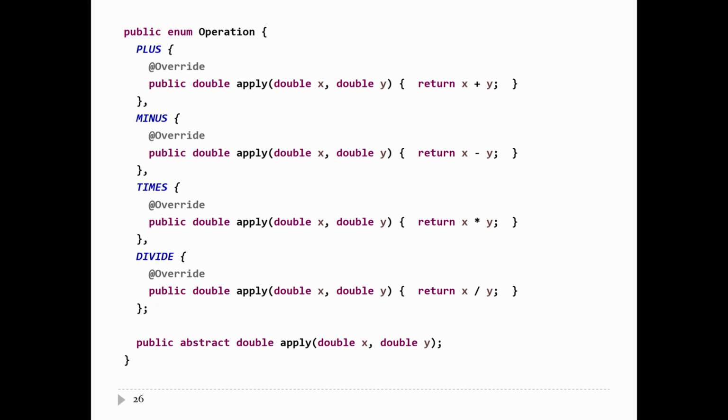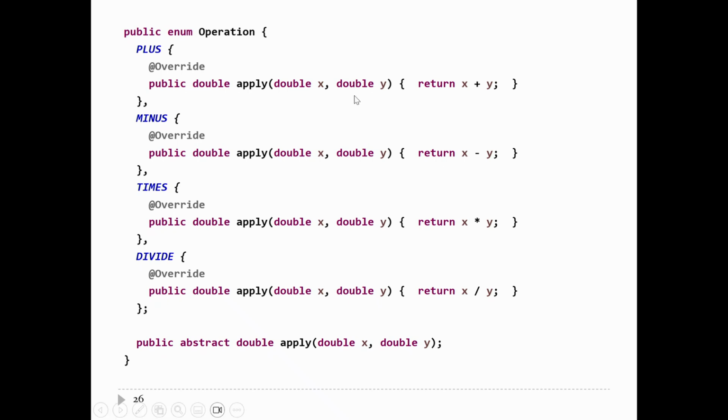Right? So for plus, I would like to add 2 values. In this case, 2 double values. So I'm going to provide a method called apply. Apply takes in x and y, and it just returns the sum of x and y. So there's my method, there's the definition of the method. For subtraction, we have the same method. Takes in x and y and just returns the difference. For multiplication, we return the product. And for division, you return the quotient. Each constant gets its own version of the method.